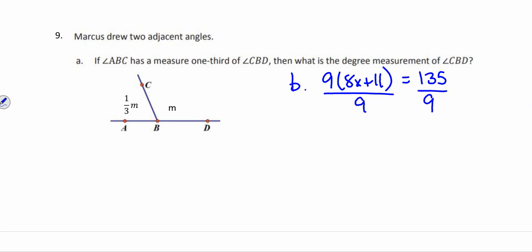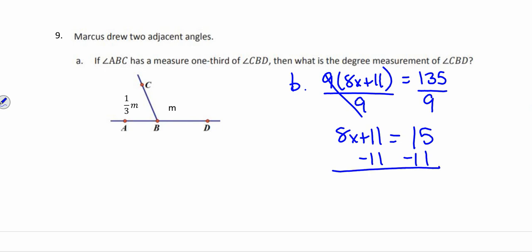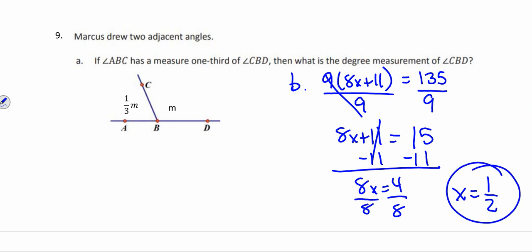Divide both sides by 9. 9 divided by 9 reduces out, leaving me 8x plus 11 equals 135 divided by 9, which is going to be 15. Now I subtract 11 from both sides. 11 minus 11 is 0, so I get 8x equals 4. Divide both sides by 8. X equals 1/2. There's your answer. This is part B for 9. Somehow it got knocked off when I was doing something. I don't know what happened. All right.